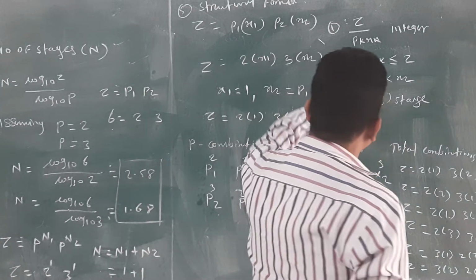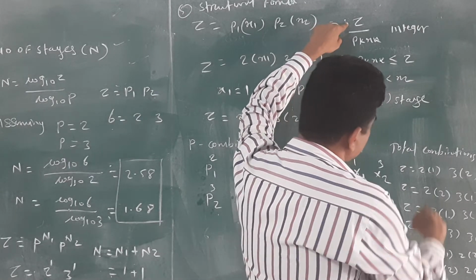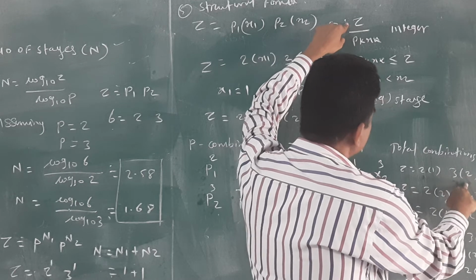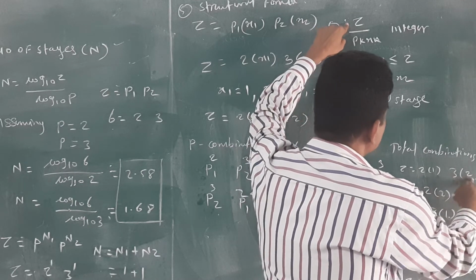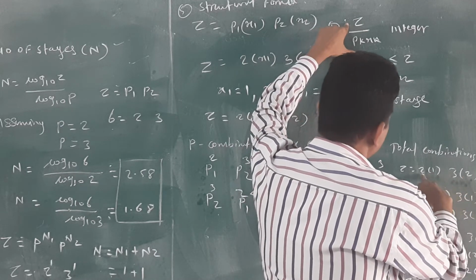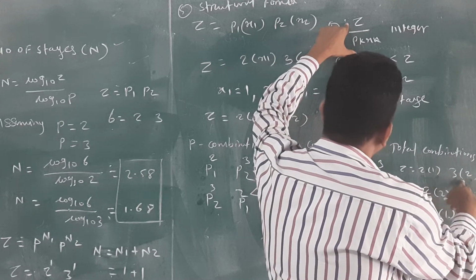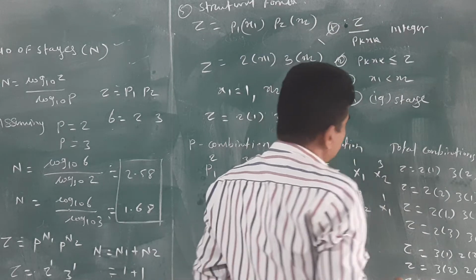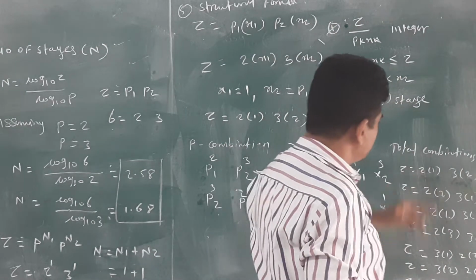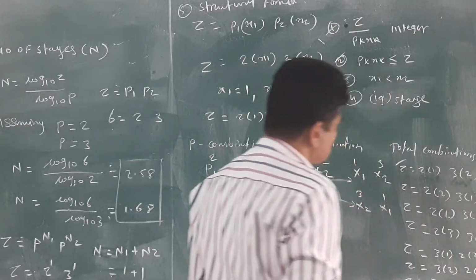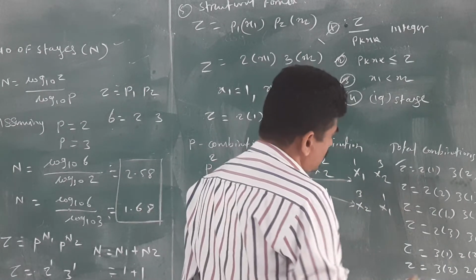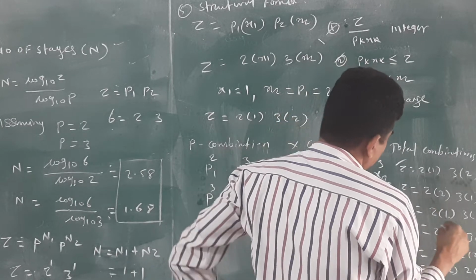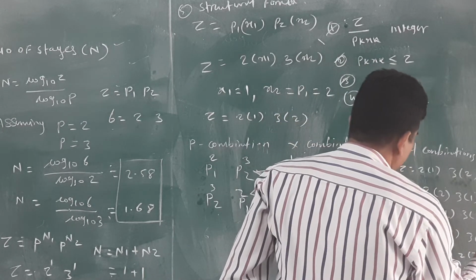Then check that, eliminate, and we'll choose the feasible conditions. First one: Z is 6 divided by 2, you will get an integer. 6 divided by 6, you will get an integer number. 1 is less than 2. The product is less than or equal to Z, so both conditions are satisfied. Then the third condition is also satisfied. We will check the ij stage also. This formula is correct.